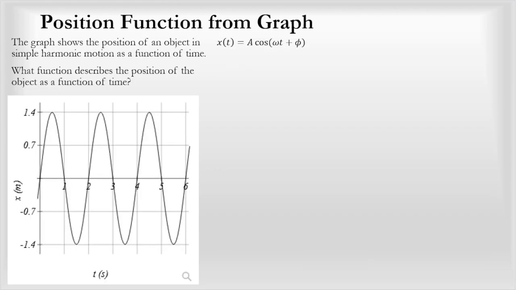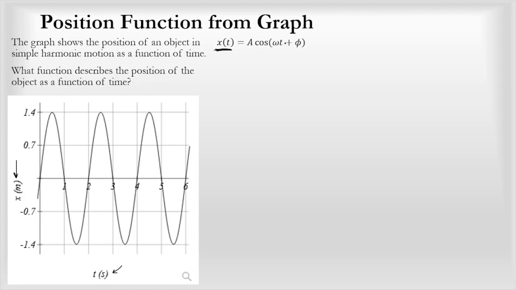The problem that I picked out as an example is a position function from the graph. It says the graph shows the position of an object in simple harmonic motion as a function of time. So you can see time down on this axis and position on this axis. What function describes the position of the object as a function of time?